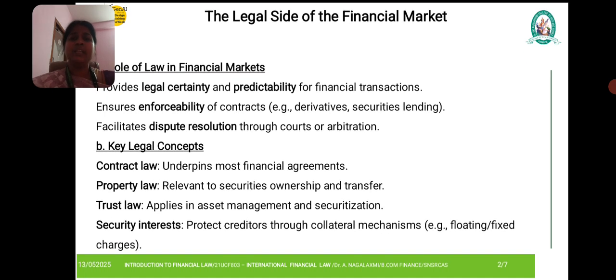For everything there may be some problems that arise. Those problems have to be resolved, so those disputes have to be resolved through courts or arbitration.